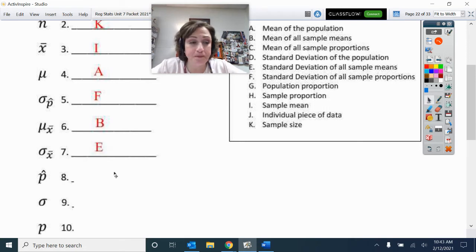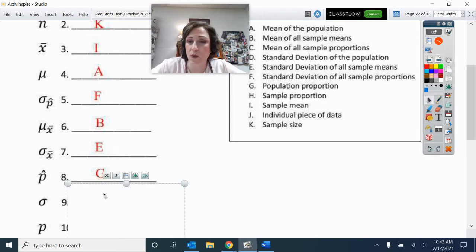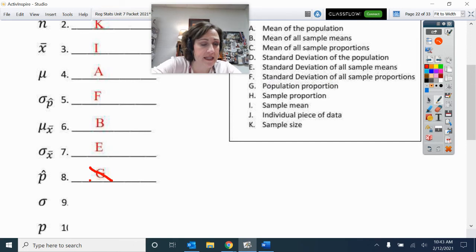So that's E. P hat, that's your individual proportion, sample proportion. G, or, I think I have that wrong, don't I? P hat, what did I do? I wrote the wrong letter there. So that is not G, because G says population proportion. So that is actually H, which is the sample proportion.